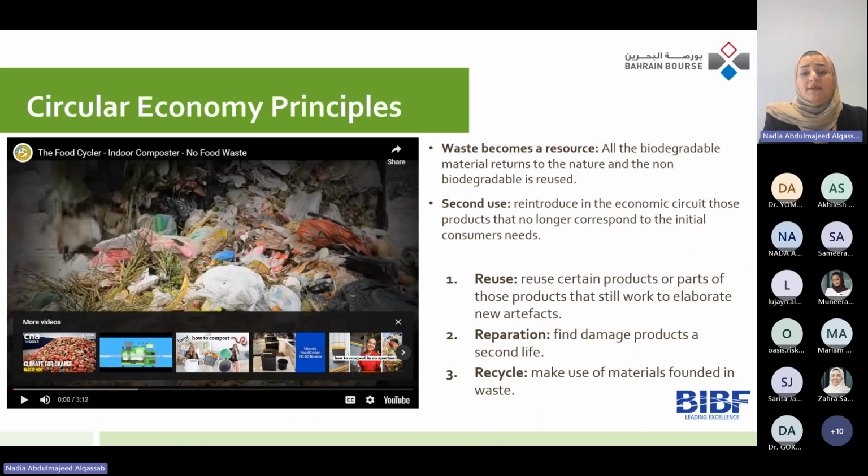So when we do that, we actually do the second use, reintroducing into the economic circle. There are some products that have stopped appealing to the initial customers. We can reintroduce, revamp, and redesign and push it out again to the clients. So that is based on three parameters: reuse certain products that still work, or repair, giving damaged products a second life, or recycle, making use of materials found in waste. Okay?